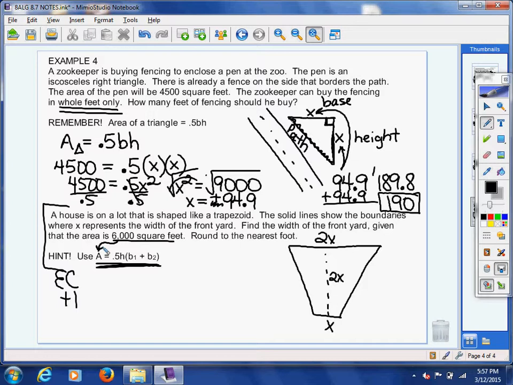So find the width of the front yard, and the front yard is right up here. Here's the front yard. So that means all you need to do is find the x. All right, bring your questions to class.